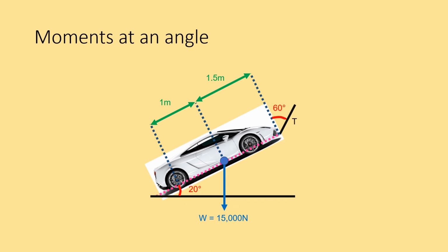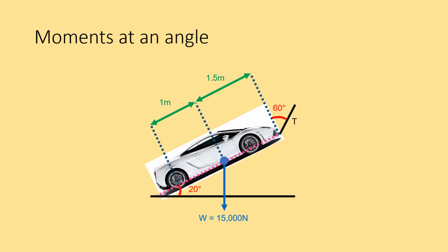Now, here we go. Here's one example. We've got a car in a showroom and the car is on a slope. The center of mass is there. Its weight is 15,000 newtons. The incline is 20 degrees.